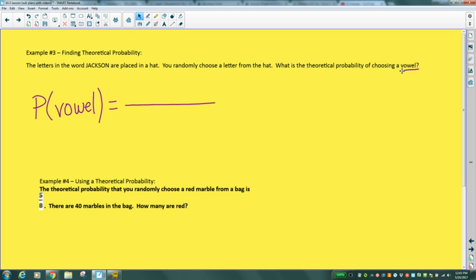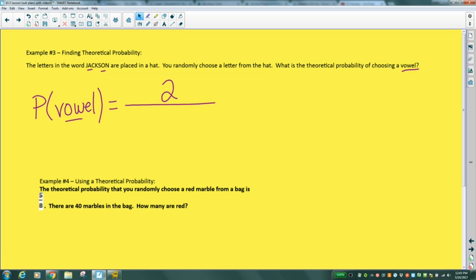Again, I'm going to make it into a ratio. Okay, I want the number of favorable outcomes on the top, which is how many times will we actually get a vowel. So I look at the word Jackson. A is a vowel and O is a vowel, which means I have a total of 2 vowels in the word Jackson.